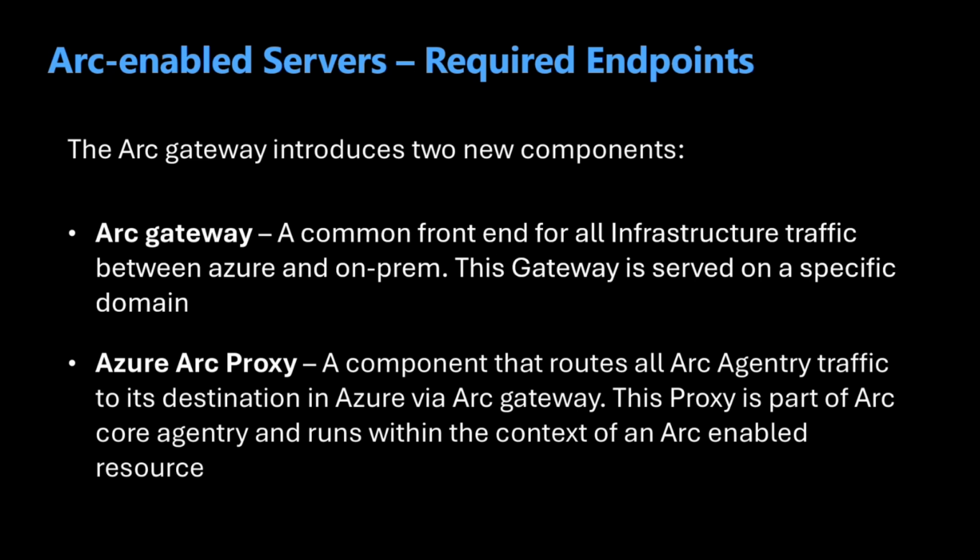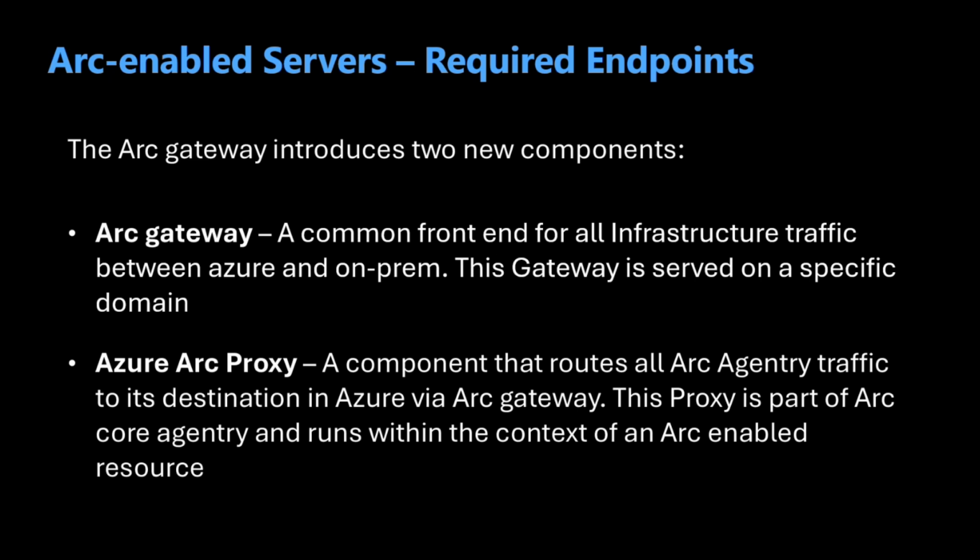And then the second component that's introduced as part of the gateway is called the Azure Arc Proxy. And this is the on-prem component. So this is part of the Arc agent. And this Azure Arc Proxy routes all Arc agent traffic to its destination in Azure via Arc Gateway. So this proxy is part of the core Arc agent, and like I mentioned, it runs within the context of an Arc-enabled resource.